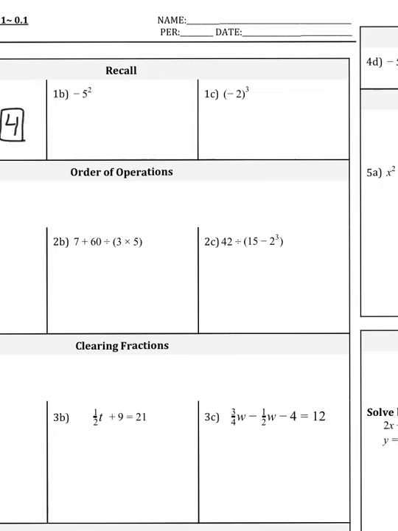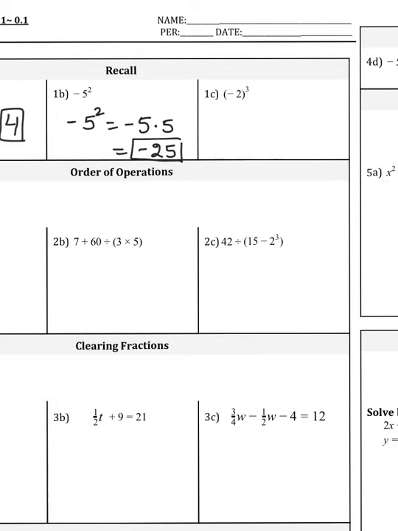For 1b, here we have the negative separate and then you have 5 to the power 2, which means that this is negative 5 times 5, and that is going to give you negative 25 as your answer.